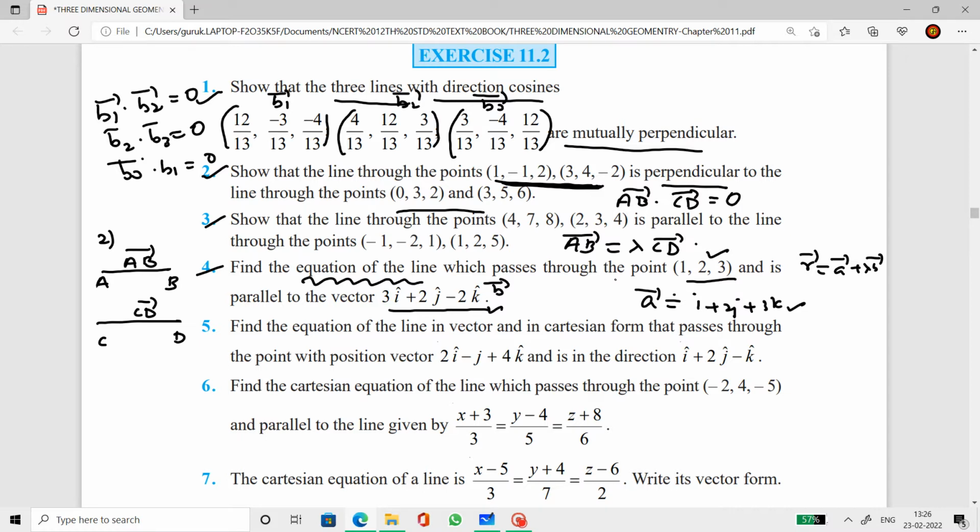As they have not asked what form they want, we can keep it in vector. If you want, learn the Cartesian way also. Chalo, let's take the fifth sum now.